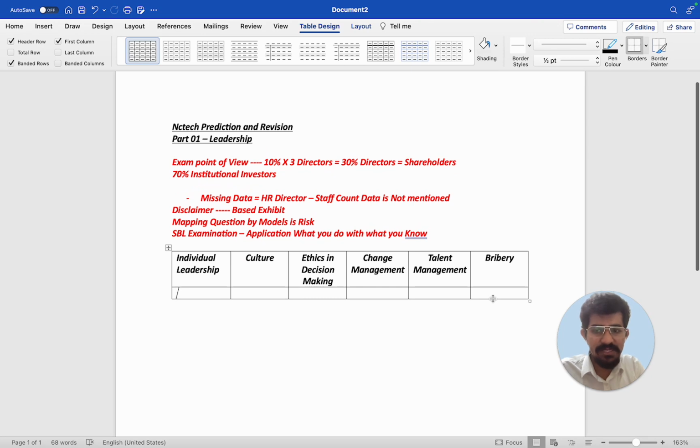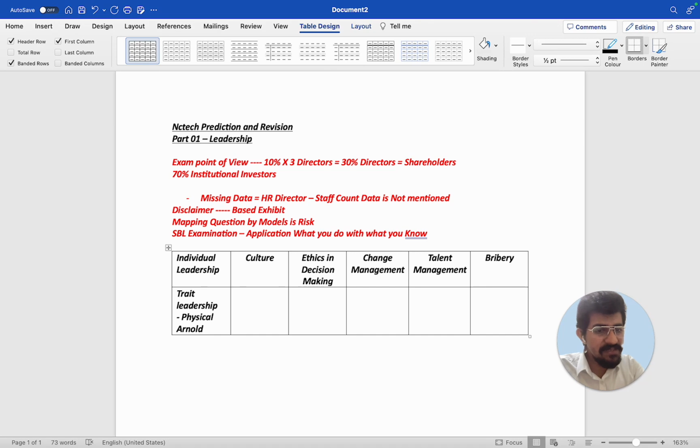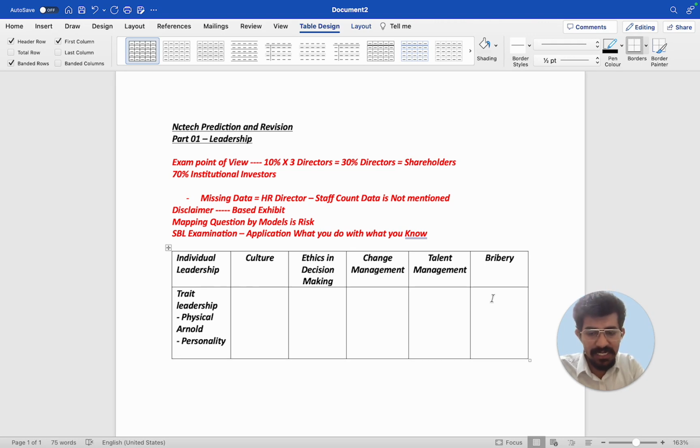Now students, in individual leadership, first we have to focus on trait leadership. Trait leadership means you just remember the term trait. For example, physical trait: actors like Arnold Schwarzenegger, how they look, Richard Branson with his beard, are all physical traits. The next one is personality. That means they may not have a good physique, but they may have a good personality, like Richard Branson. And then the other one is the social image they have created among people, like Barack Obama.